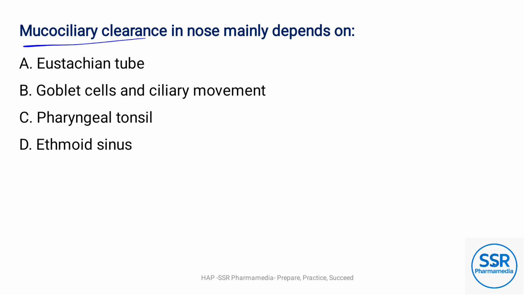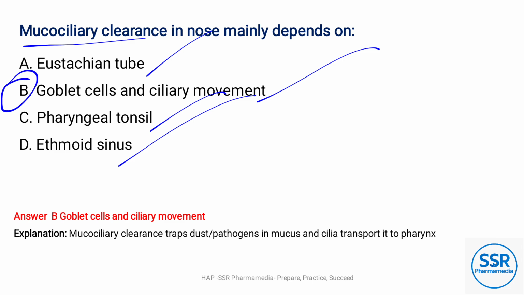Mucociliary clearance in the nose mainly depends on option A, eustachian tube, option B, goblet cells and ciliary movement, option C, pharyngeal tonsil, option D, ethmoid sinus. The answer is option B, goblet cells and ciliary movements. Mucociliary clearance traps dust and pathogens in mucus, and cilia transport it to the pharynx.